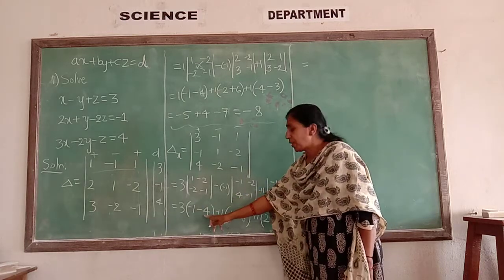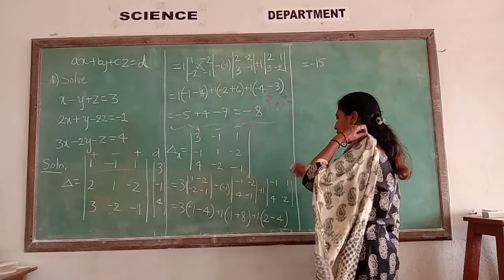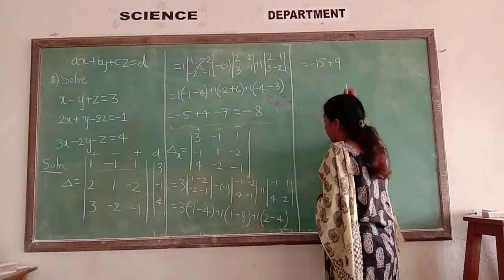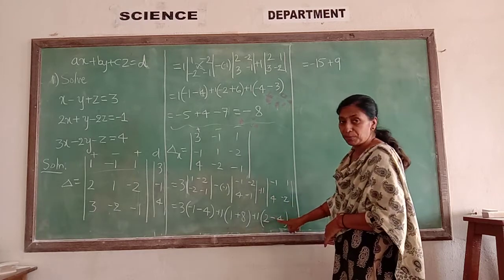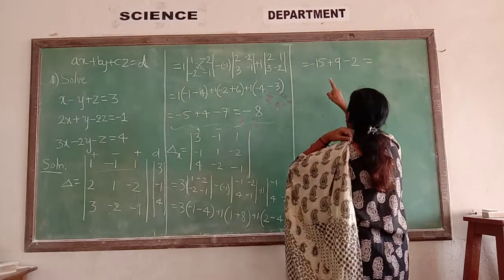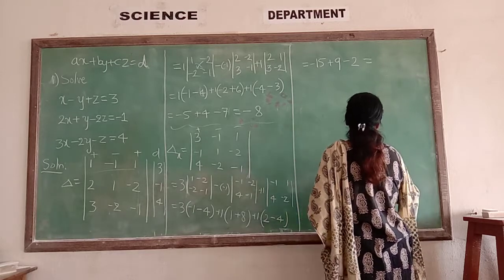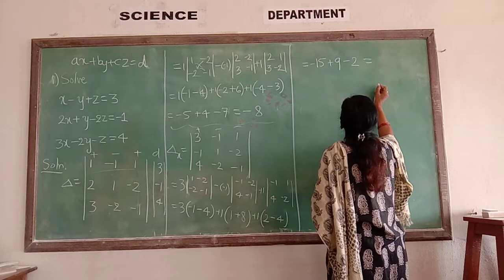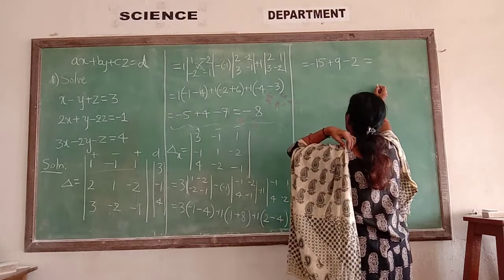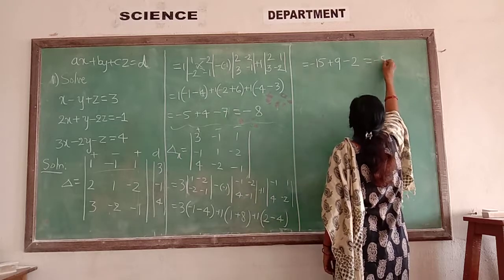Minus 1 minus 4 is minus 5. Minus 5 into 3 is minus 15. Minus 15. 1 plus 8 is 9, 9 into 1 is 9, plus 9. Plus 2 minus 4 is minus 2, minus 2 into plus 1 is minus 2. So the final answer: minus 17 plus 9, which is minus 8. Minus 8 is the answer.